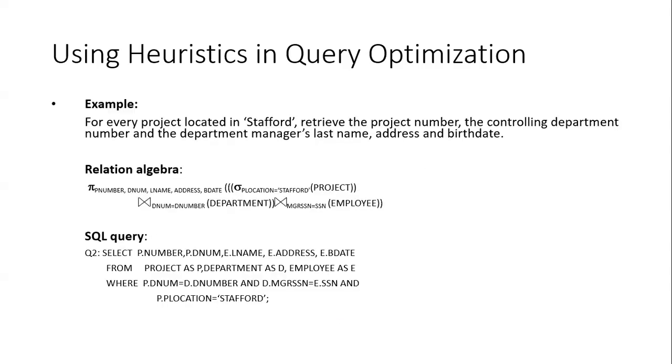Right, let me give you an example. Let's say for every project located in Stafford, retrieve the project number, the controlling department number, and the department manager's last name, address, and so on, which is exactly what we discussed earlier. So you can see both the relational algebra expression and the SQL query.